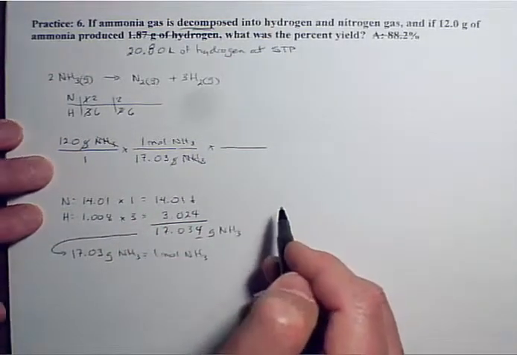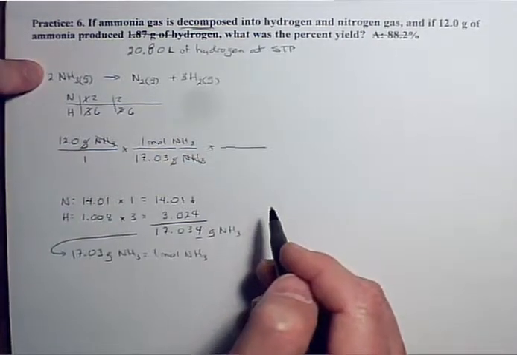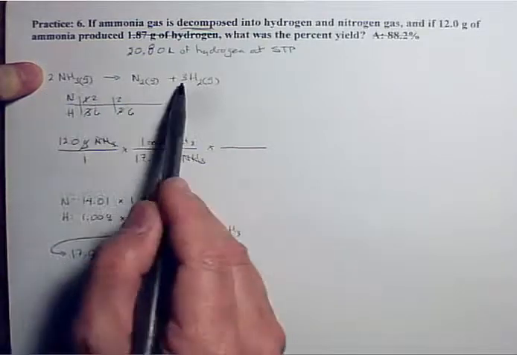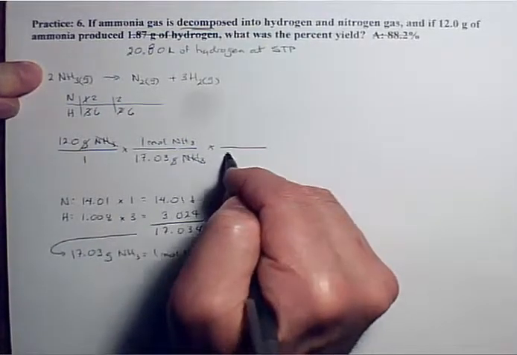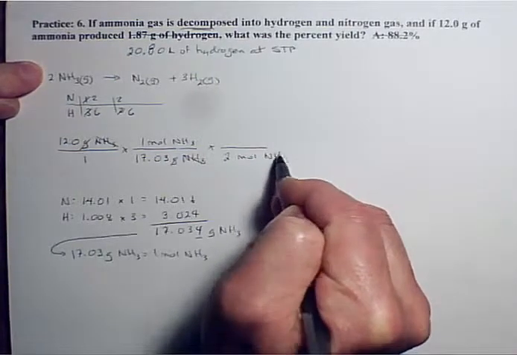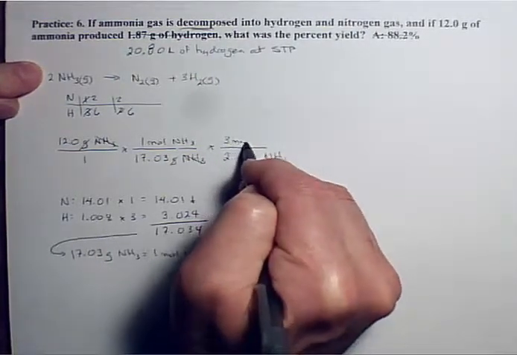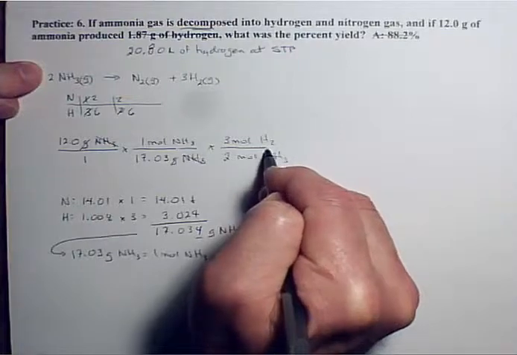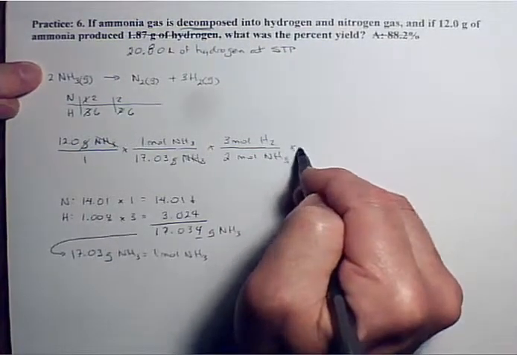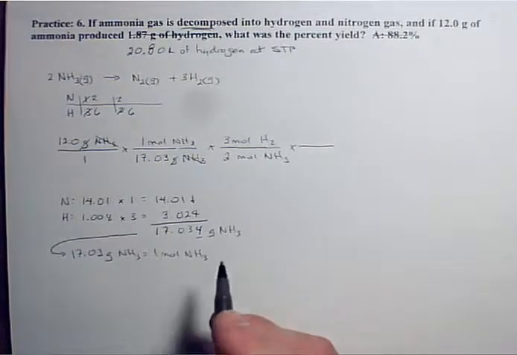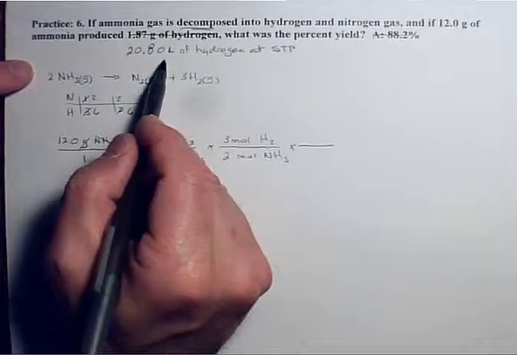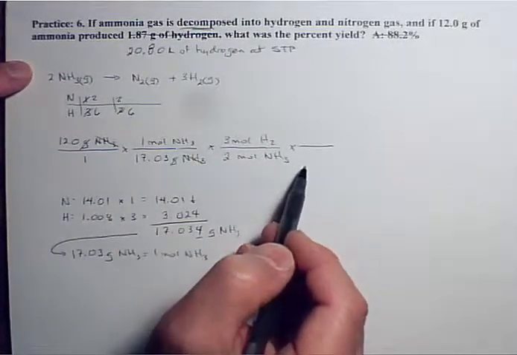And now we need a molar ratio. And the molar ratio between what we're starting with, ammonia, and the stuff we're looking for, hydrogen, is 2 to 3. So there's 2 moles of ammonia and 3 moles of hydrogen. Okay. All right. And so now we need to convert the moles of hydrogen into the volume. Okay. To compare this volume, we've got to have a volume down here.